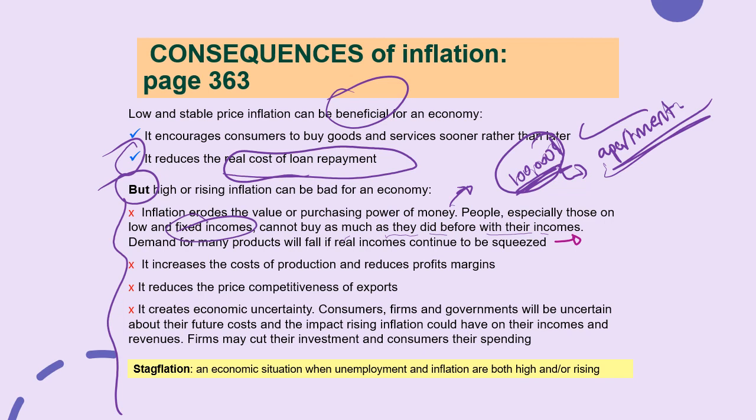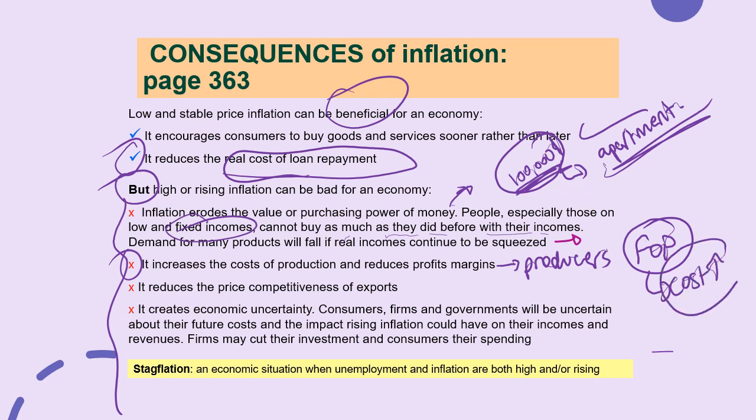And the demand for many products will fall. Why? Because I'm not getting an increase in my income, guys. The second reason, it increases the cost of production and reduces profit margin. So from the firm's point of view, from the producer's point of view, all the factors of production became more expensive. So the cost has increased. Remember, cost is a factor affecting my supply curve. So if the cost of production increases, what will happen to my supply? My supply will decrease. So it will shift to the left.